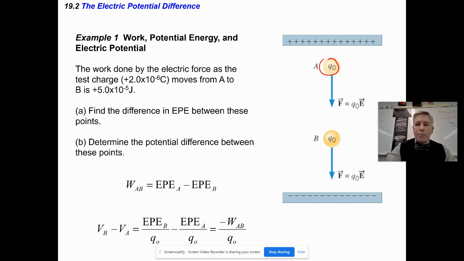And it's going to move from point A to point B here. And that is going to have the electric force, the electric field, do 5 times 10 to the minus 5 joules of energy moving that. So the difference in potential energy between these points is pretty easy, and then the electric potential difference is going to be the same idea.